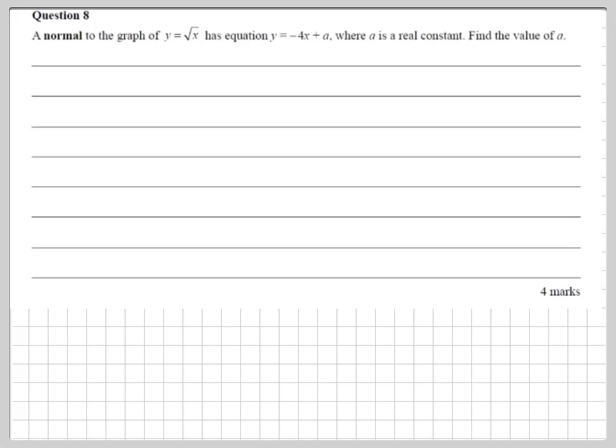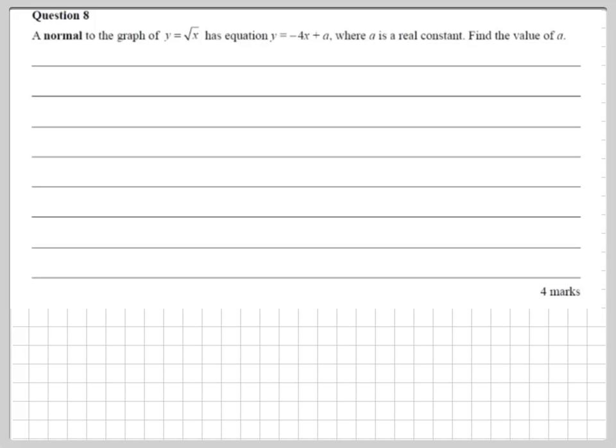So really, we've got to work out what the equation of this normal is, right? That'll give us a. If you're not sure where to start, you just put one foot in front of the other, and before you know it, the way forward will become much clearer. I'm looking at the equation of the graph, y equals root x. So I can immediately get a gradient function for that, which will be a half of x to the minus a half, right?